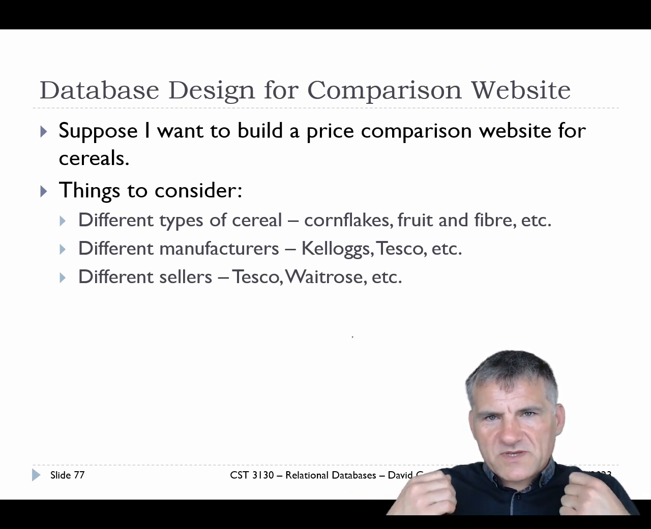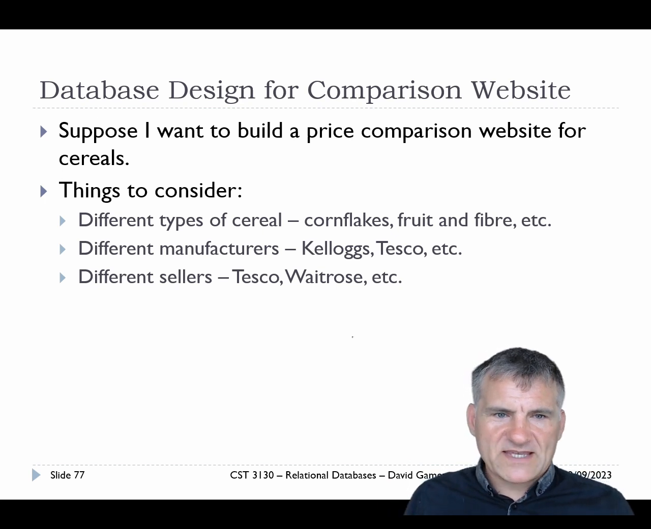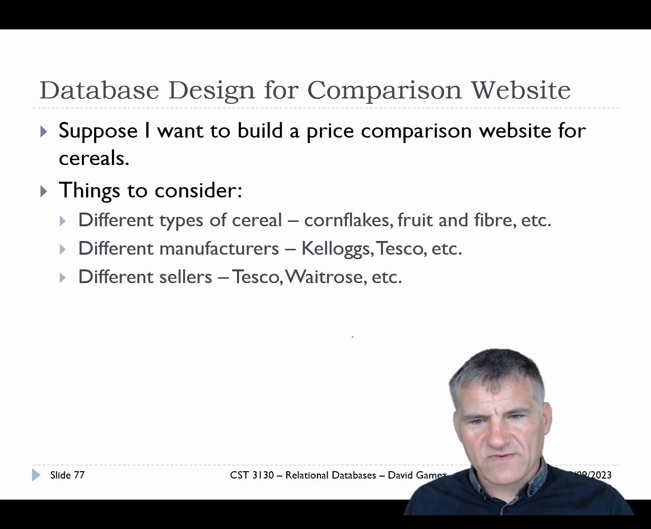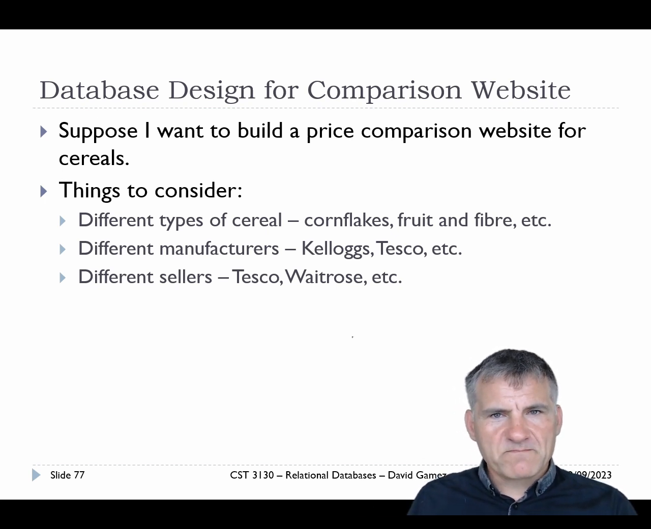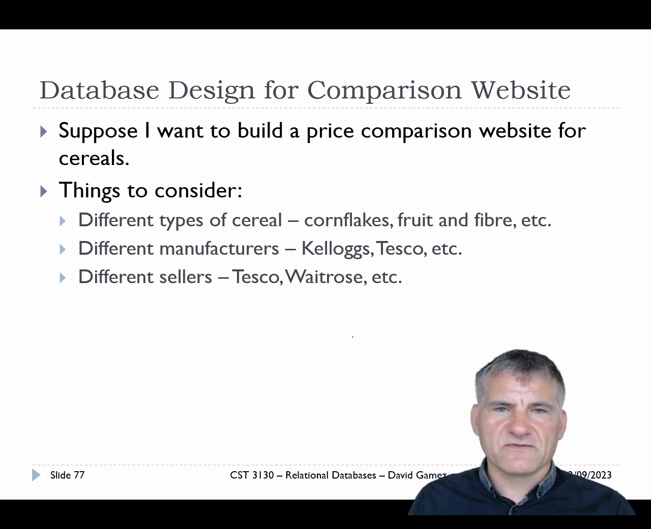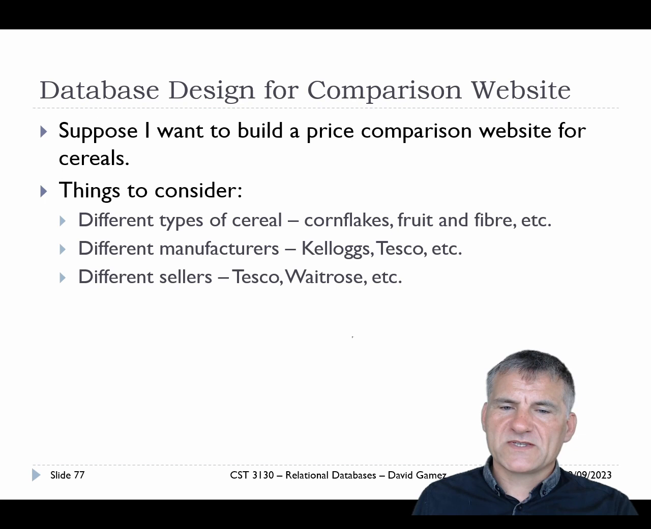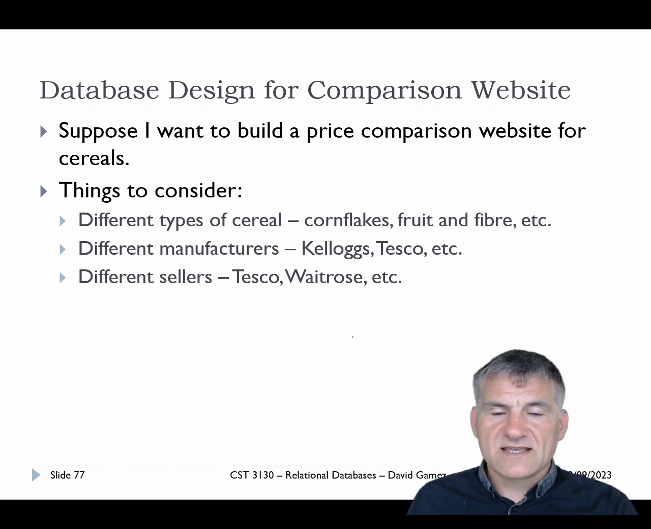So the first thing we need to think about is what kind of thing we are dealing with here. We want a price comparison website, and we want to do that for cereals. Obviously we have different types of cereal, cornflakes, fruit and fiber, etc. Different people make these different types of cereal. We might have Kellogg's Cornflakes, Tesco Cornflakes, Asda Cornflakes, and so forth. And not only do different people make these things, but different people sell these things. So I can buy Kellogg's Cornflakes from Tesco, Waitrose, etc.